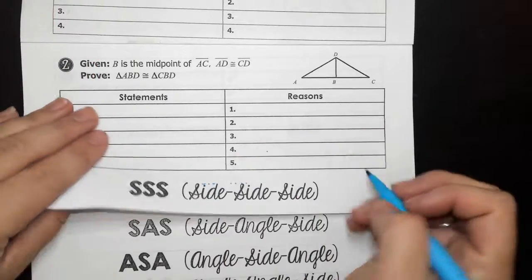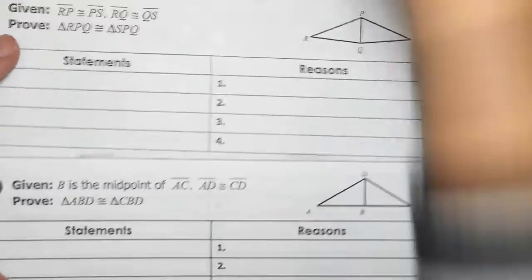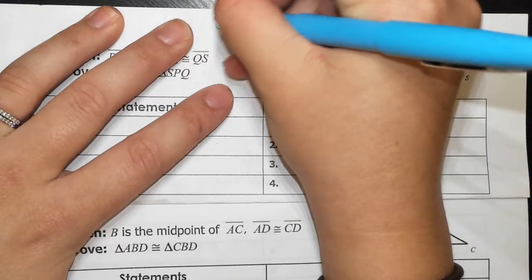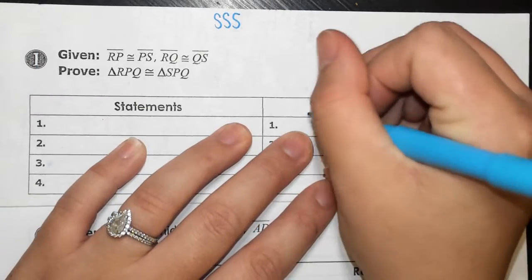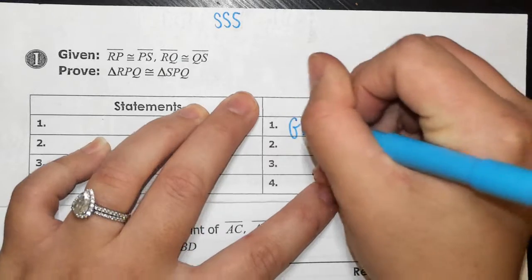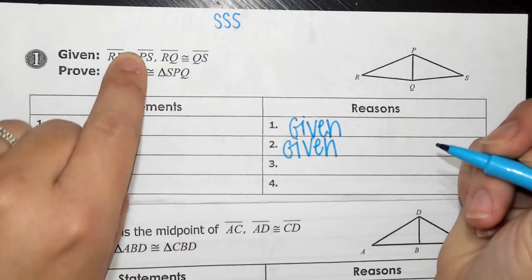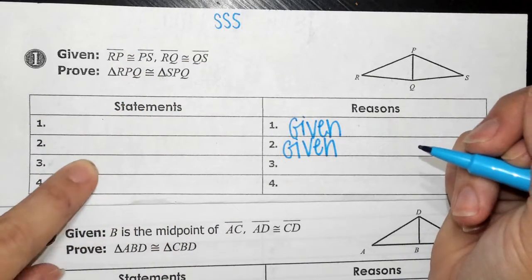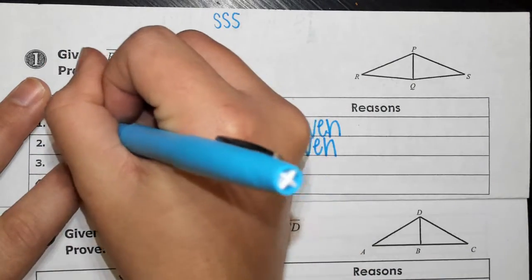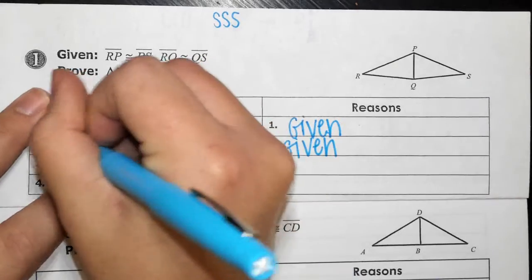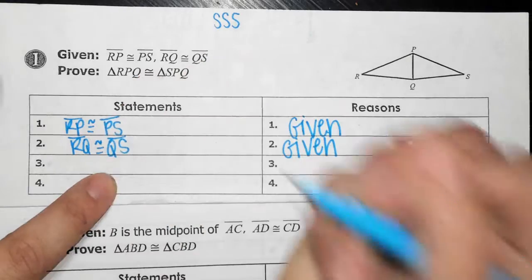We are using side, side, side for all of these. So, for these 2 only, we're using side, side, side. So, let's start. First of all, remember, we're using side, side, side. Okay? So, remember, we always start our proofs with what? Given. Now, in these proofs, they have purposely given you enough room to put each given on a different step. So, write RP is congruent to PS, and then below it, you have enough room to write RQ is congruent to QS.